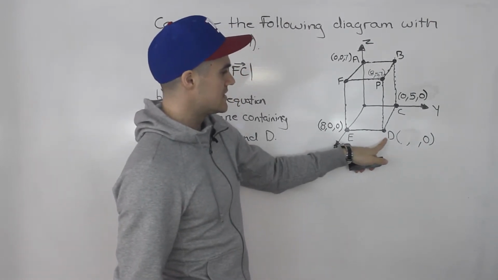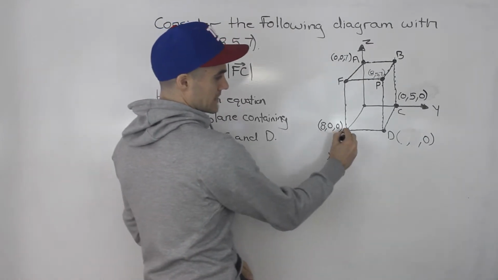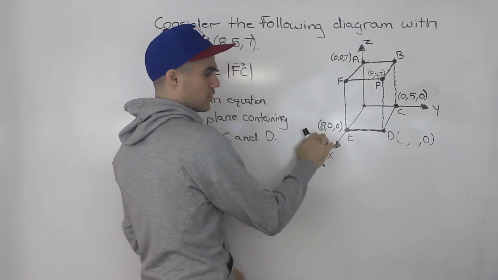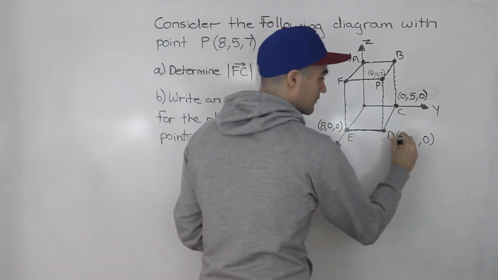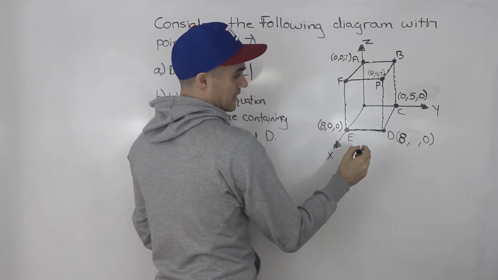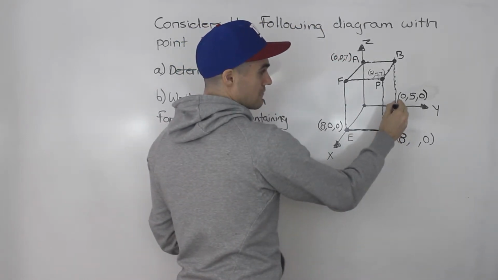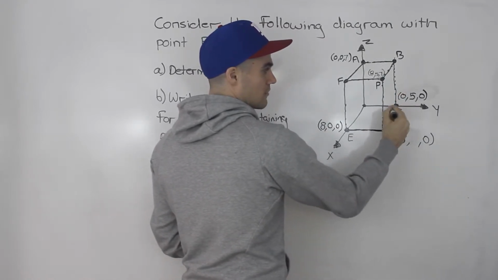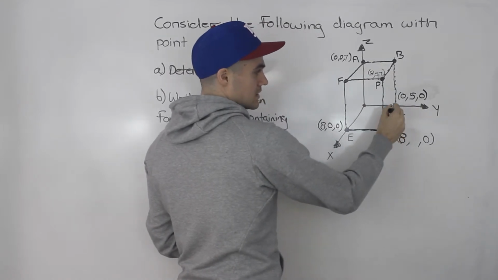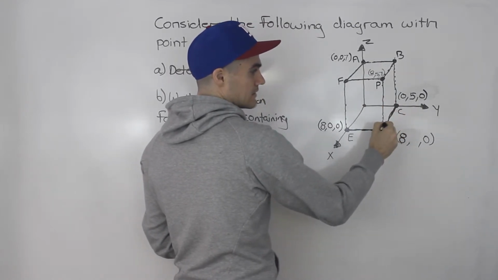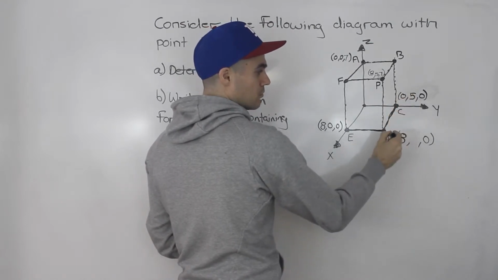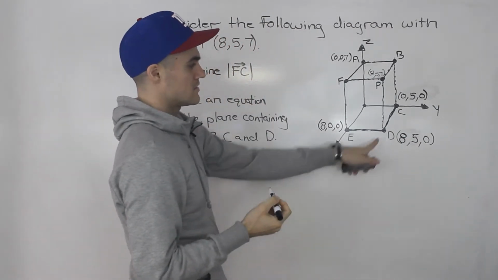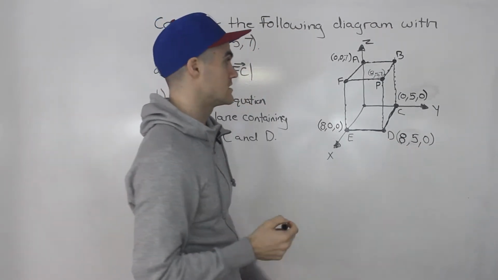Well, notice that point D is going to have the same x value as point E, right? The x value there is going to be the same. Point E has an x value of 8, means point D is going to have an x value of 8 as well. And then notice that point D will have the same y value as C, right? Because this line is sort of sticking out from that y-axis. So anything along this line here is going to have the same y value of 5. So we know point D, since it's on that line, it's going to have a y value of 5 as well. So this point D here is 8, 5, and 0.